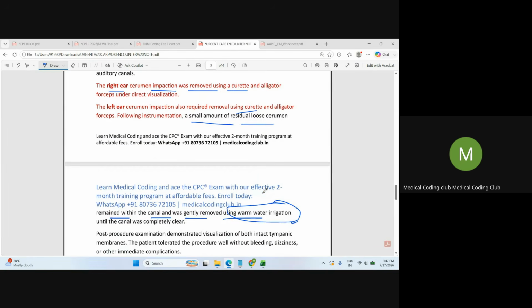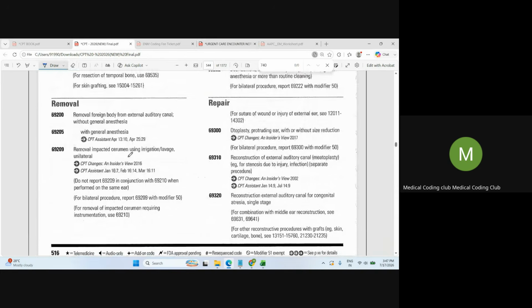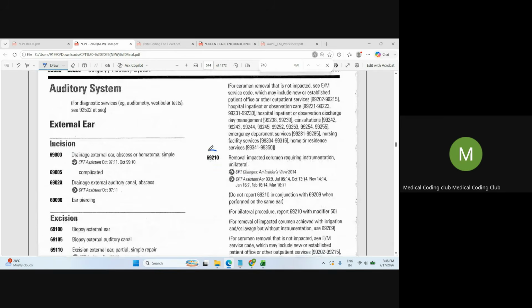I'll also show the code set. You have two codes. One code is 69209, removal of impacted cerumen using irrigation, unilateral. And the same way, 69210, removal of impacted cerumen requiring instrumentation. In our procedure we had instrumentation for both ears, so I should code 69210 as my procedure code.